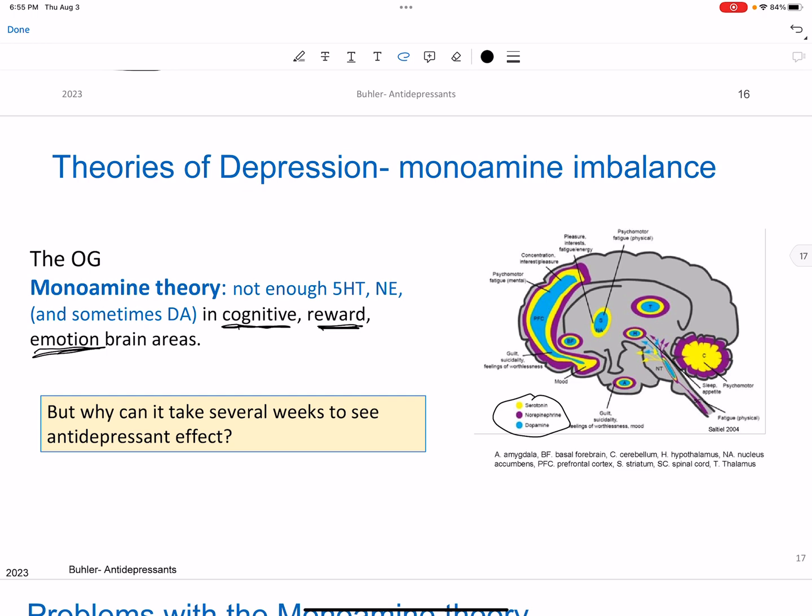So the original theory was just, oh, your brain doesn't have enough monoamines in these three regions. And because it doesn't have enough in these three regions, you're going to have problems with depressed emotion. You're going to have slowing of cognitive pathways and trouble keeping up and trouble thinking ahead. And you're going to have decreased pleasure or reward.